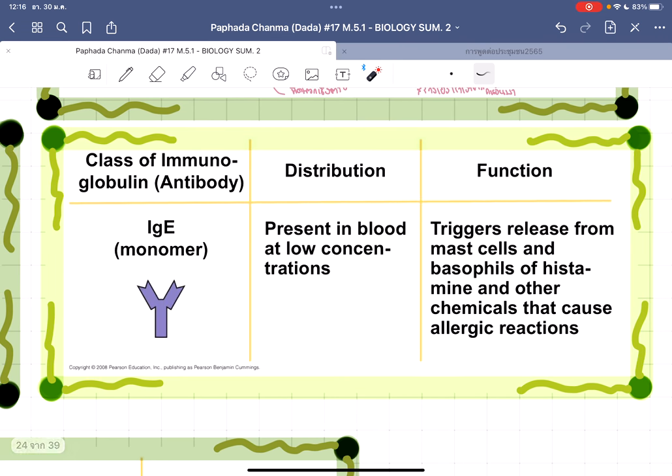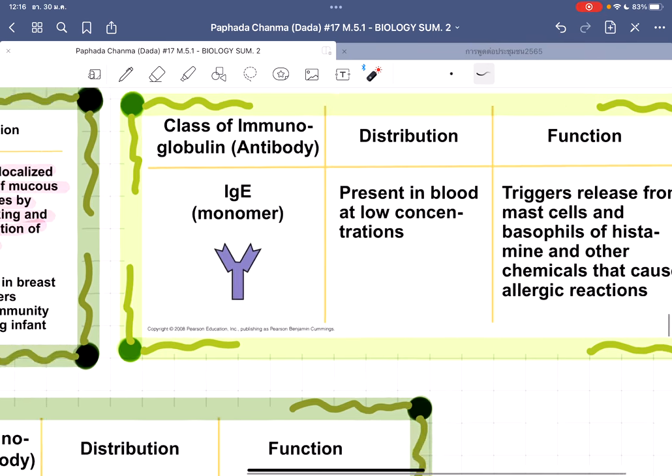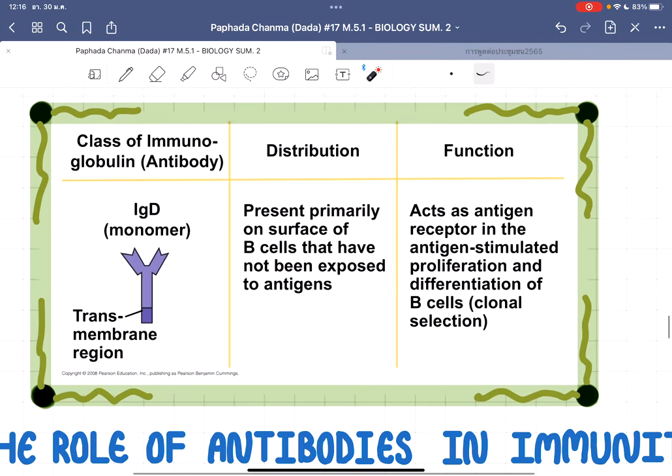IgE monomers are present in blood at low concentration. They trigger release from mast cells and basophils of histamine and other chemicals that cause allergic reactions. IgD monomers are present primarily on the surface of B cells that have not been exposed to antigens, acting as antigen receptors in the antigen-stimulated proliferation and differentiation of B cells, or clonal selection.